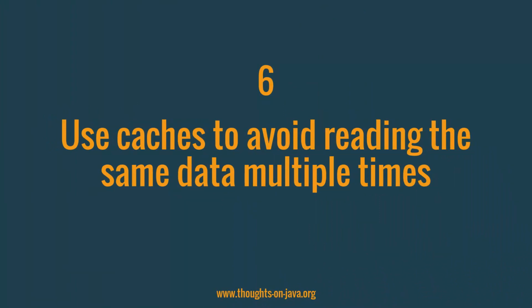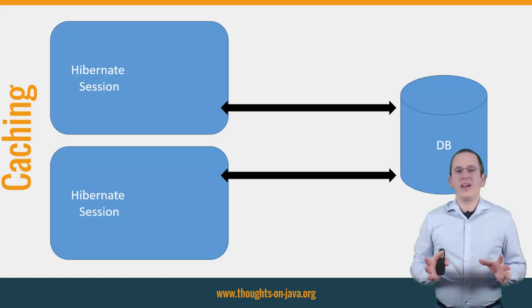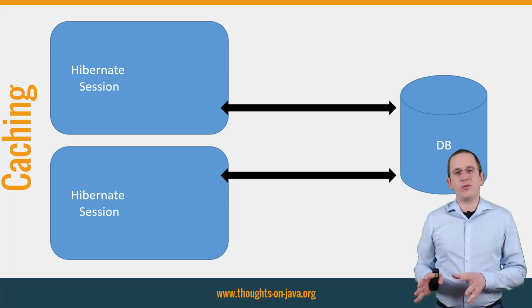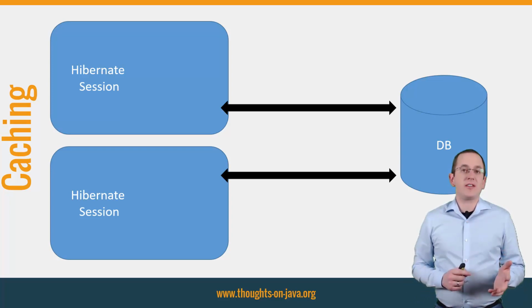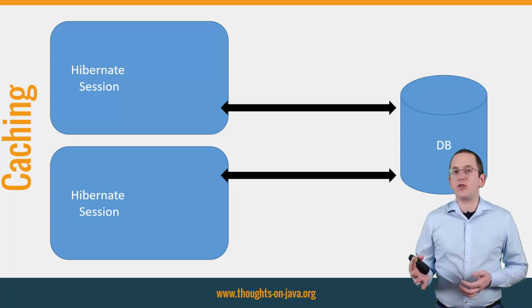Tip number 6. Use caches to avoid reading the same data multiple times. Modular application design and parallel user sessions often result in reading the same data multiple times. It is quite obvious that this is an overhead that you should try to avoid. One way to do that is to cache the data that gets read often and not changed too often. Let's see which options Hibernate has to offer.